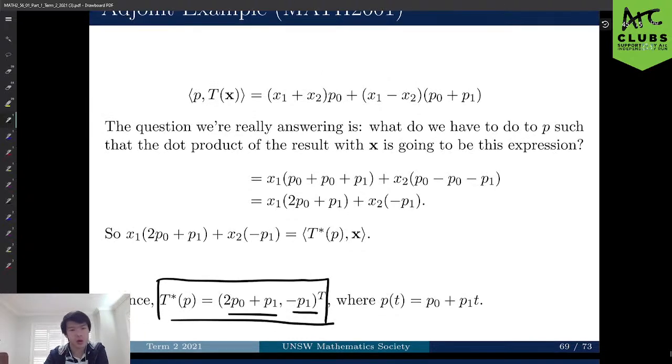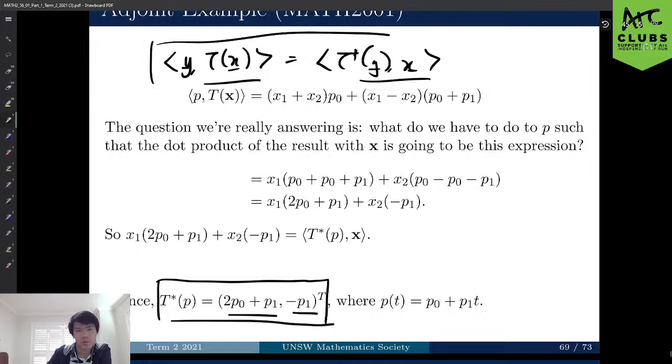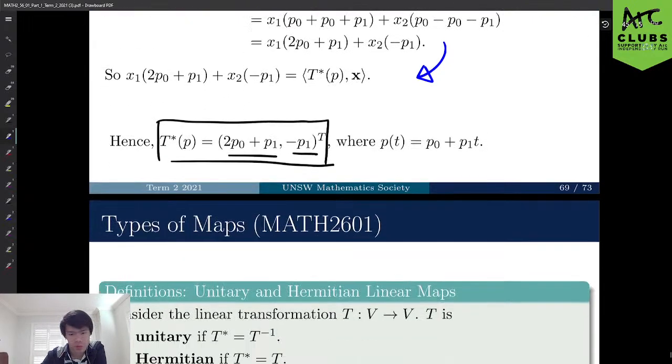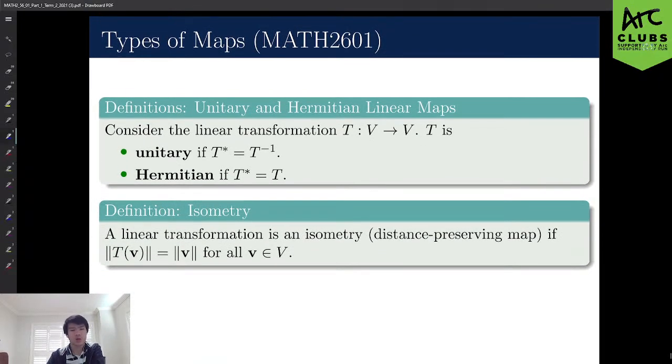So just remember we want to solve this expression, so something in the form of this, depends on what the vector is, will be equal to t adjoint y, x. Once we do that, we'll try to find which formula for t adjoint is going to satisfy this property. So we'll cover one last thing.